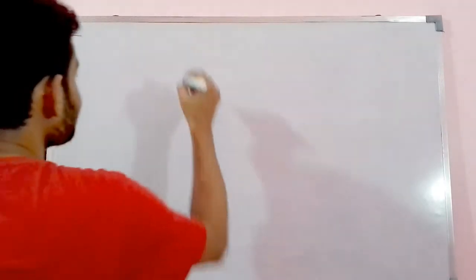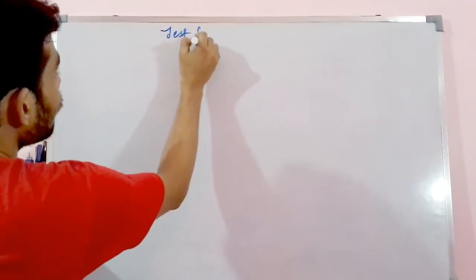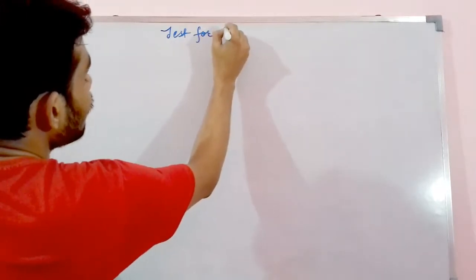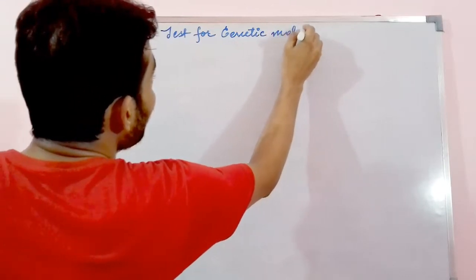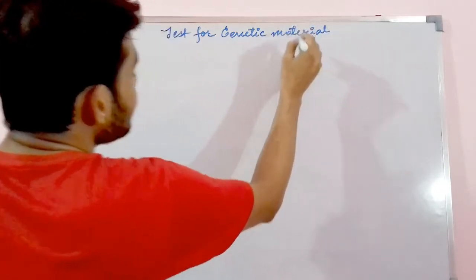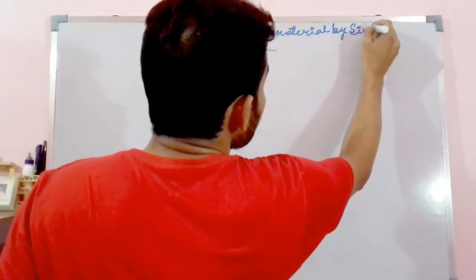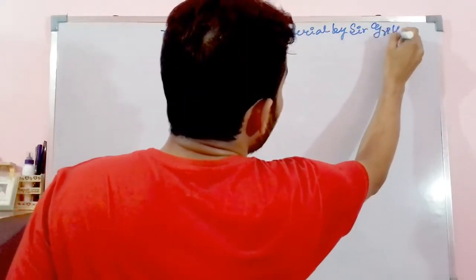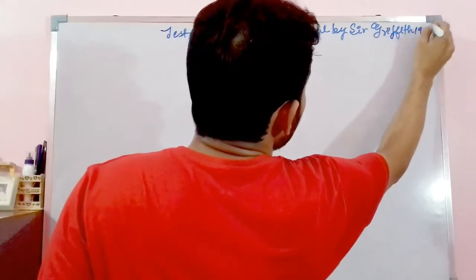Let us see what Sir Frederick Griffith performed in 1928 in the early 20th century through his course of experiment and observation. So the name of the experiment is the test for genetic material by Sir Griffith in 1928.